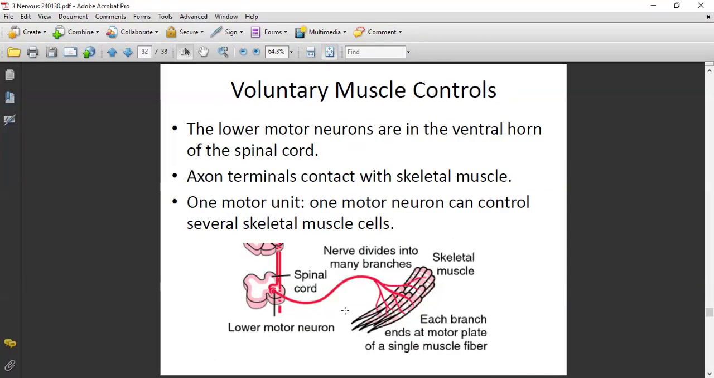So here, just to show you another way to look at it, here is the lower motor neuron. Where is it? It's in the ventral horn of the spinal cord, right here. I write it again, so don't forget: ventral horn of the spinal cord. All right. And each nerve has multiple axon terminals. Each terminal will excite a muscle cell. So when you send an action potential to the end, it will excite a group of muscle cells. We call this group a motor unit.